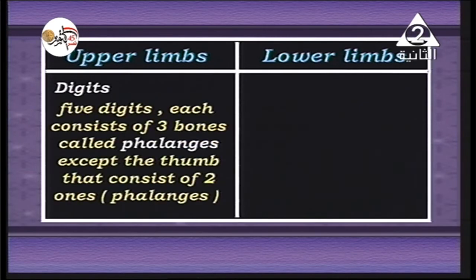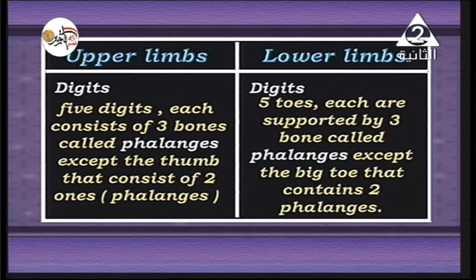And after that we have what? Yes, digits here. We have 5 digits. Each one of them consists of what? 3 bones. They are called what? Phalanges. Except what? The thumb, which consists of 2 phalanges. Okay, and also on the other side the same. Digits here also 5 toes, each one of them called phalanges, except the big one. In the case of upper limb we call it thumb, while here just the big one, or big toe.